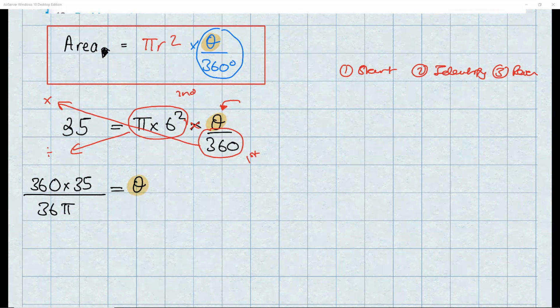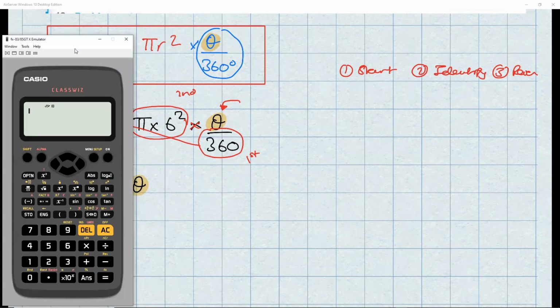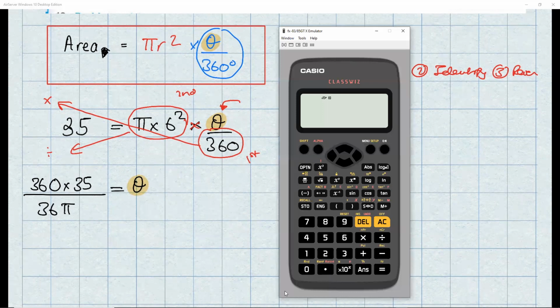So Bilkis, get your calculator out, please, as well. Right, let's grab our calculator. Okay, here's our calculator. So we get the fraction button ready. Everybody at home, get that ready. So 360 times 35 divided by 36 pi. I hope you're all doing this right now in the calculator.